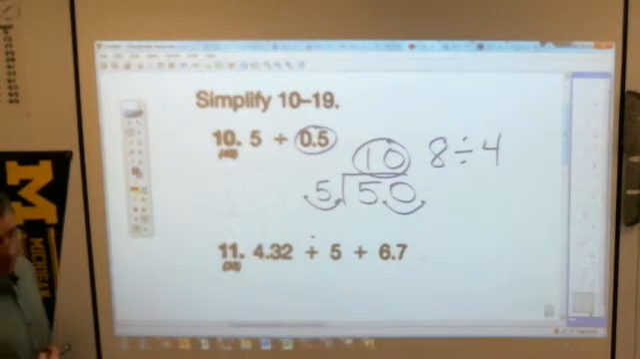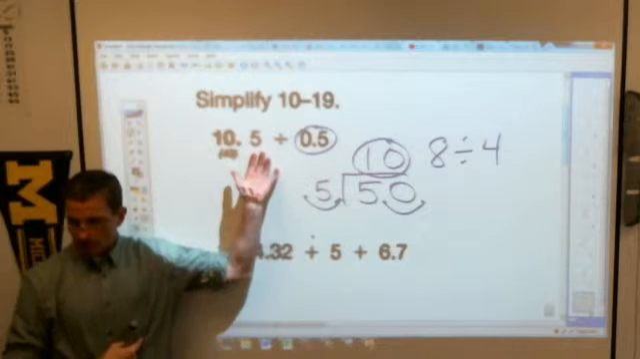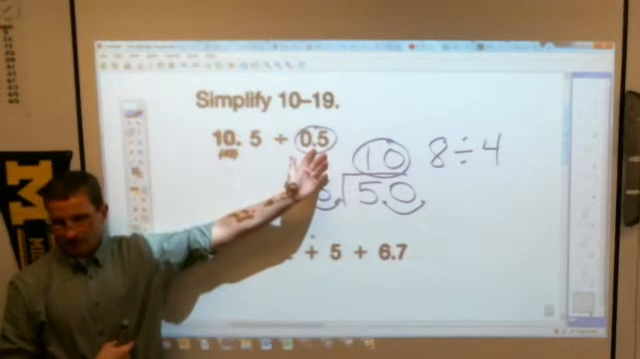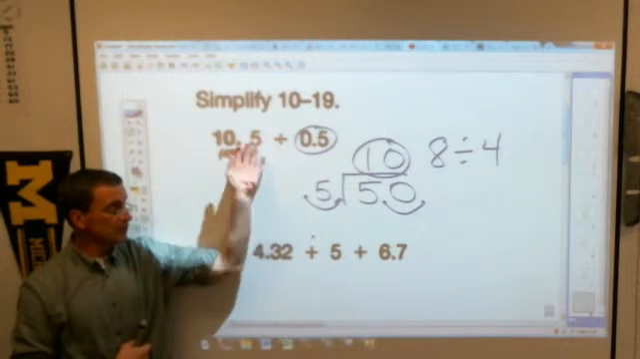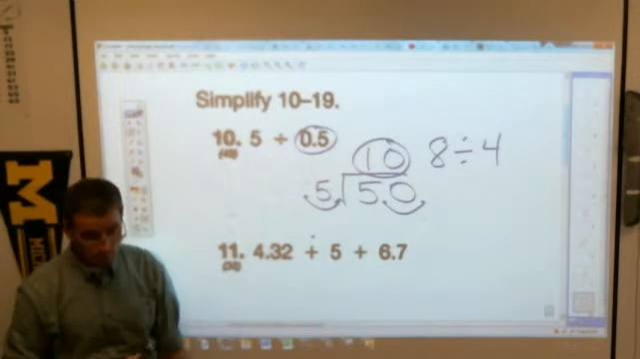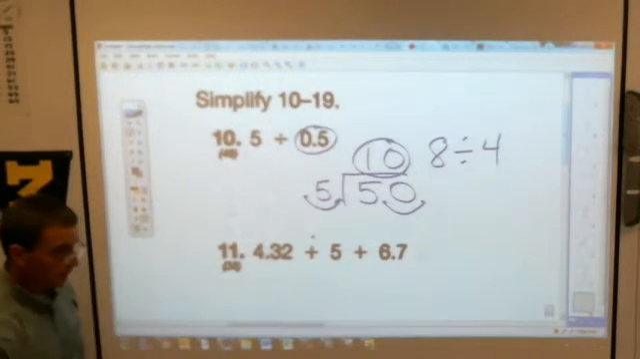Which, if you're talking money, it makes sense. If you have $5, how many groups of 50 cents can you take out of $5? $1 will give you 2 groups of 50 cents, so 5 of them will give you 5 times 2, 10 times. Charles? Can you do number 12?